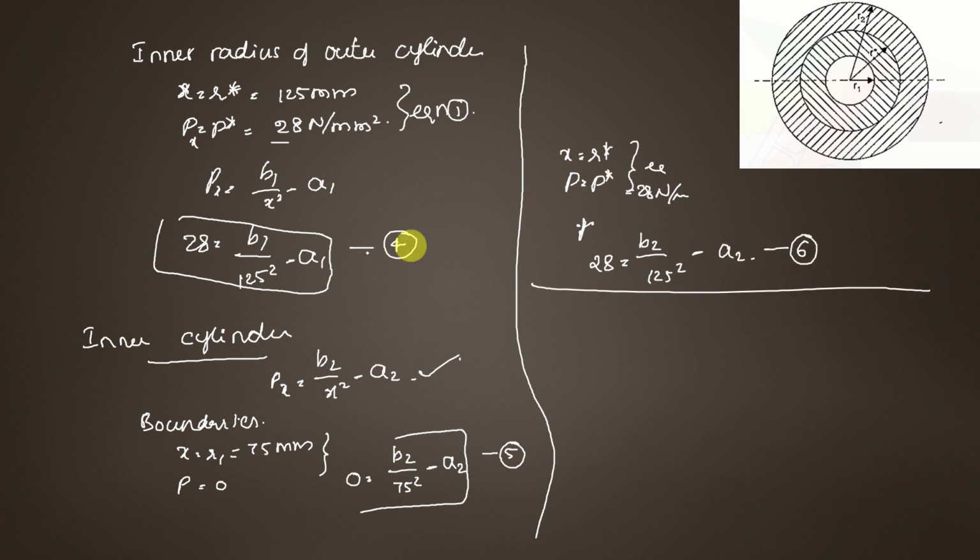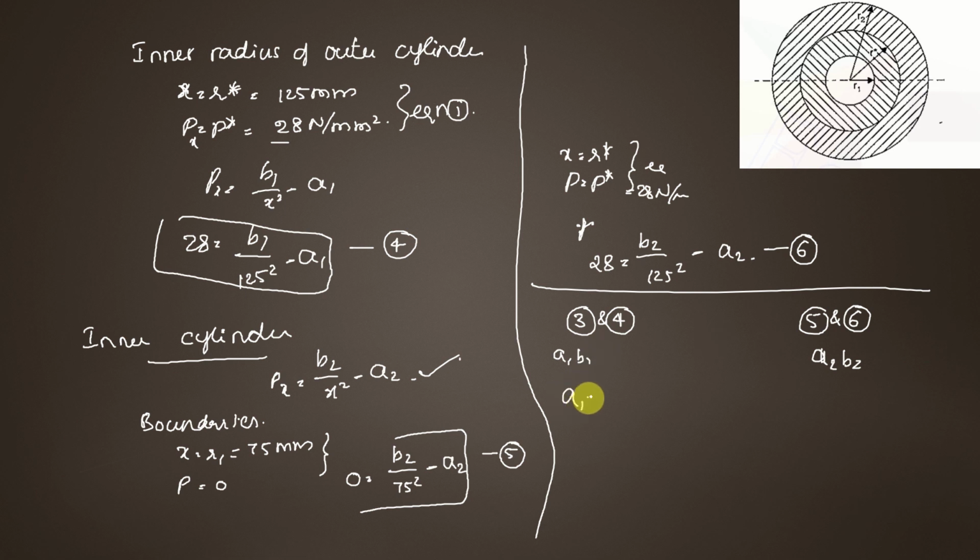So we have two sets of equations now. Equation 3 and equation 4 should be solved to find out a1 and b1, and equation 5 and equation 6 have to be solved to find out a2 and b2. That solution is clearly given in the question. As of now I will give you directly the values of the constants here.